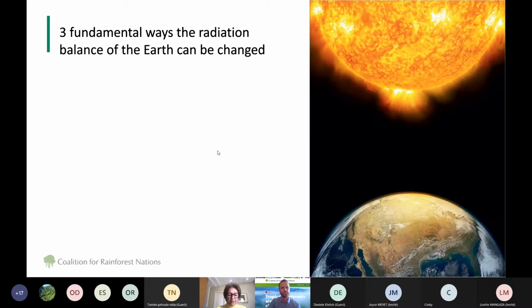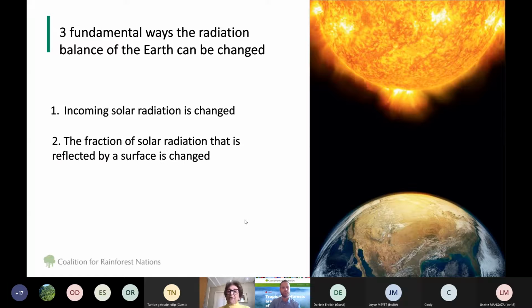So there are fundamentally three ways the radiation balance of the Earth can be changed. One is when changes in the sun, changes in the orbit of the Earth, for instance, change the incoming solar radiation, the energy that reaches the atmosphere and the surface, right? Another one is when the fraction of solar radiation reflected by a surface is changed, and we call this albedo.